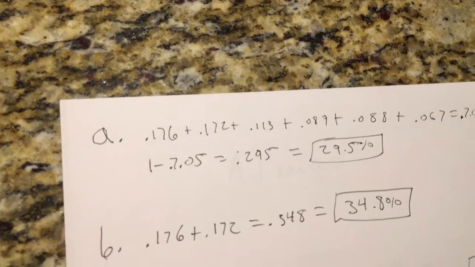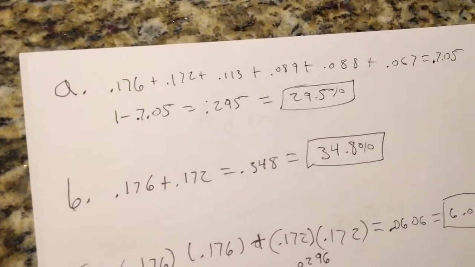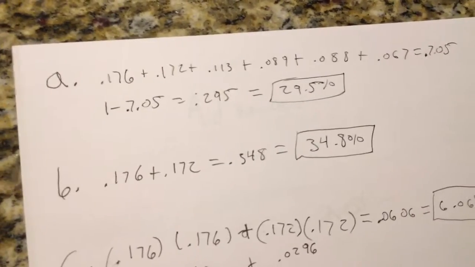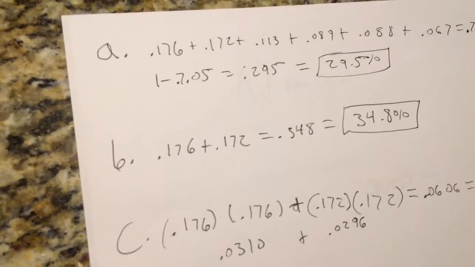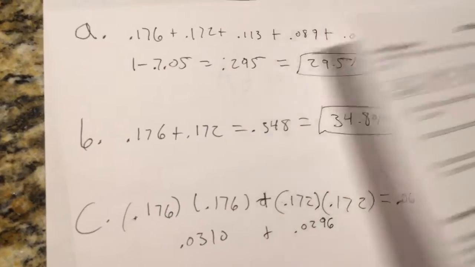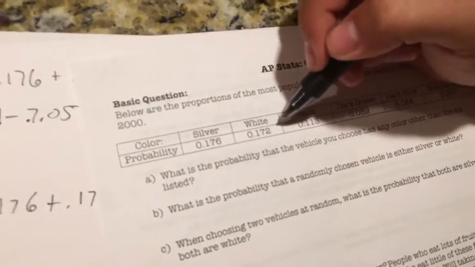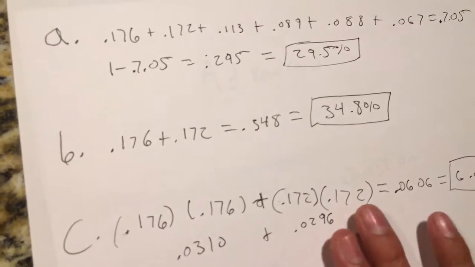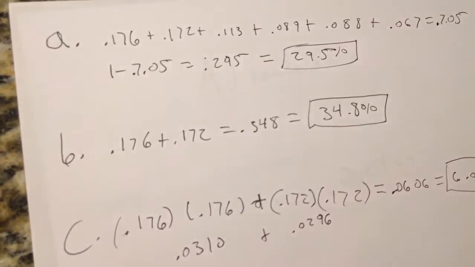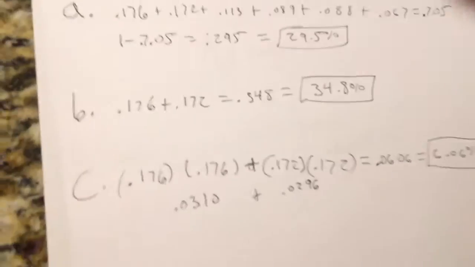So now on to part B of the basic question. The question for part B is, what is the probability that a randomly chosen vehicle is either silver or white? To figure that out, you would add up the probability of the car being silver and the probability of the car being white. And that would add up to 0.348, which means there's a 34.8% chance that a car is either going to be silver or white.